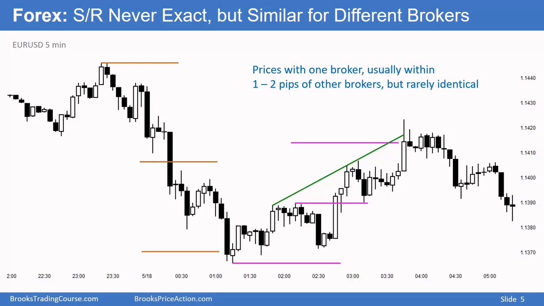Because of the arbitrage activity among the institutions, the prices among the different brokers usually are fairly close to one another. Usually they're within a pip or 2, but they're rarely ever identical. Look at this low. It's 1.1419, but it might be 1.1422 at another broker or 1.8 at other brokers.